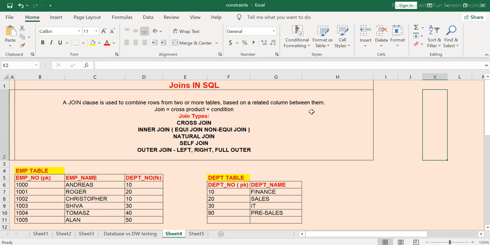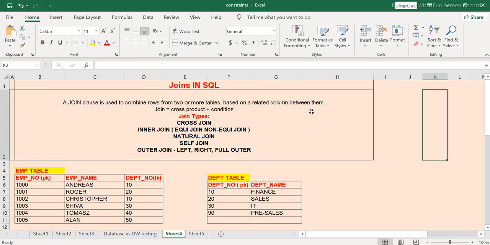Okay, so before we start the join itself, we will try to understand what is the meaning of join, right? So what do you think, guys? What is joins? As the name suggests, join is basically to join two things, to combine two things or more than two things together. That is join in layman language.